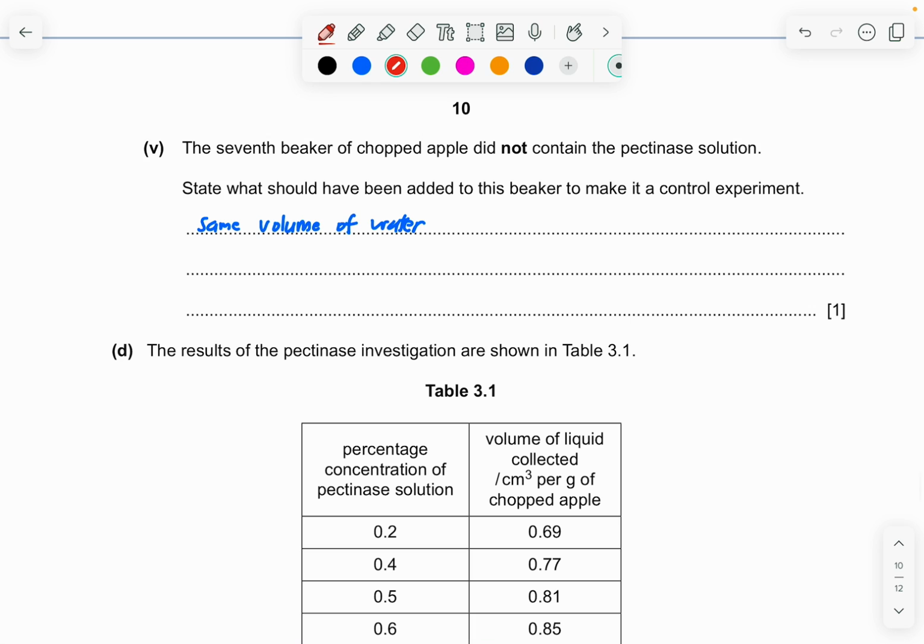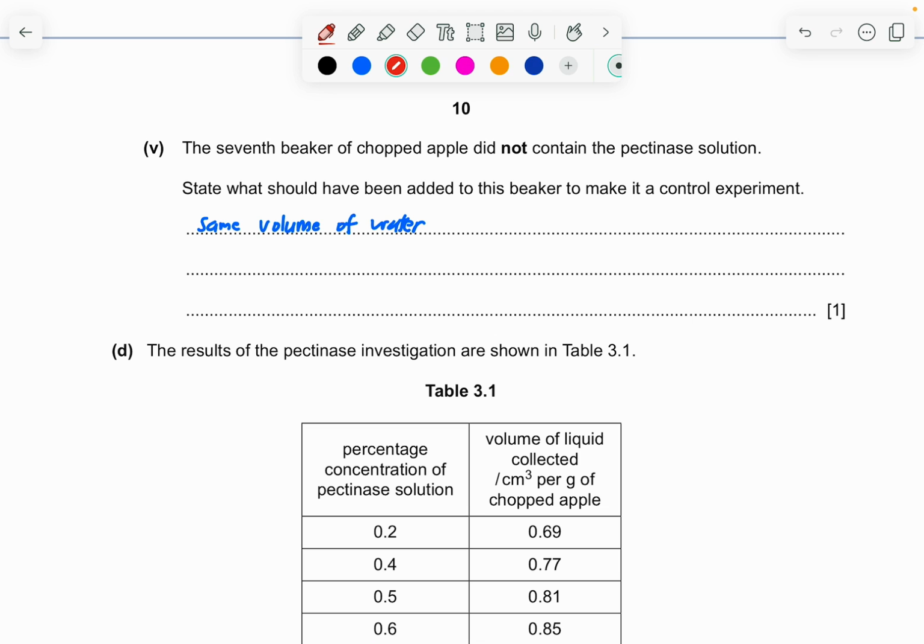Okay, and part five, the 7th beaker of the chopped apple did not contain the pectinase solution. State what should have been added to the beaker to make it a control experiment. So a control experiment is all about substituting something with water, for example. So for this case, you can say using the same volume of water will be already considered. You can also mention that instead of the normal pectinase solution at 37 degrees, you put boiled pectinase or denatured pectinase, because if you add this inside, this will already become a control experiment. This is to check whether the pectinase solution added is making changes or not.